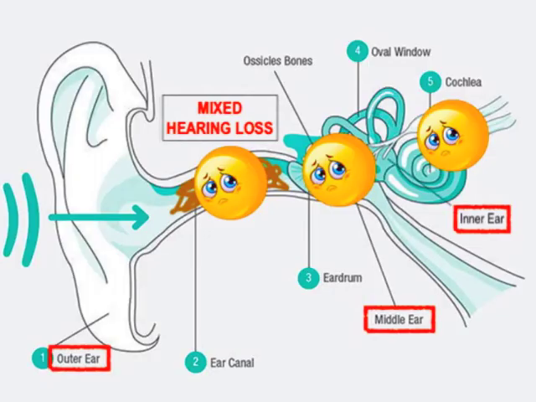Okay. If there's a problem with the sound traveling through and in the way it's processed at the auditory nerve, this is called a mixed hearing loss. I have mixed feelings about making it more complicated for you, so let's just keep it to the basics.